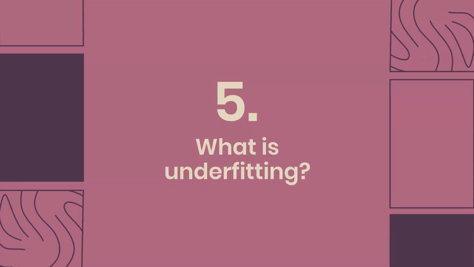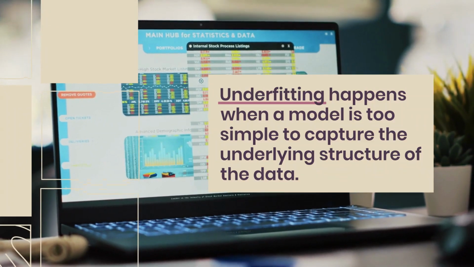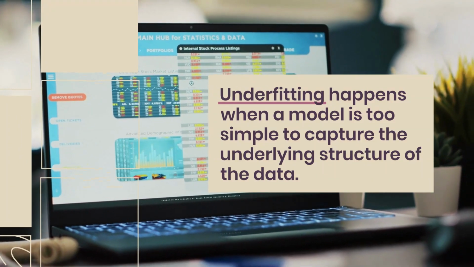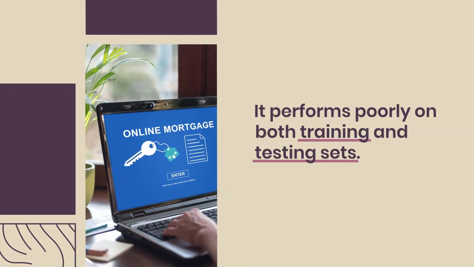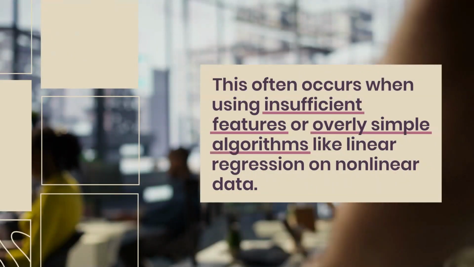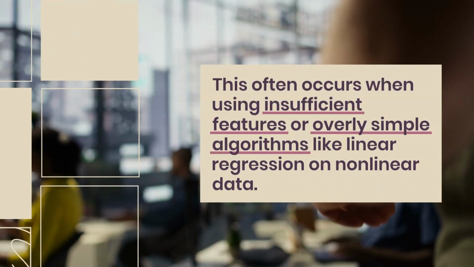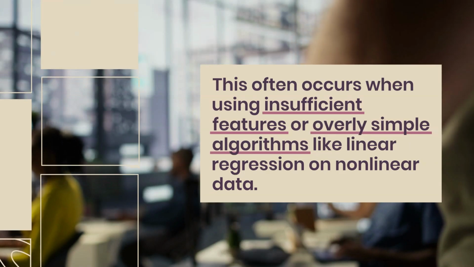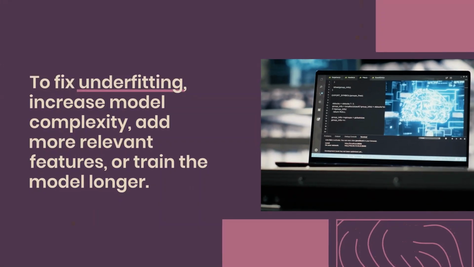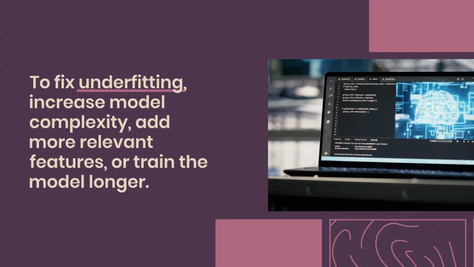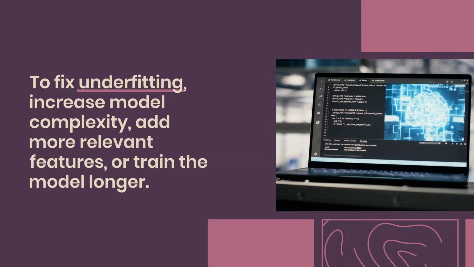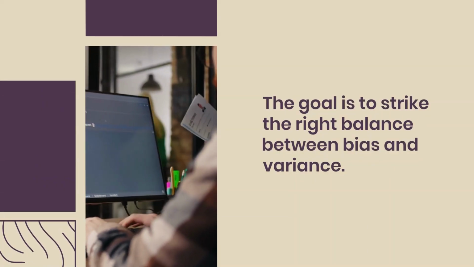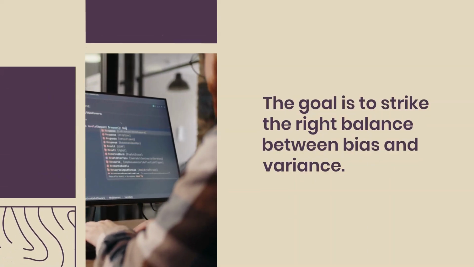5. What is underfitting? Underfitting happens when a model is too simple to capture the underlying structure of the data. It performs poorly on both training and testing sets. This often occurs when using insufficient features or overly simple algorithms like linear regression on nonlinear data. To fix underfitting, increase model complexity, add more relevant features, or train the model longer. The goal is to strike the right balance between bias and variance.